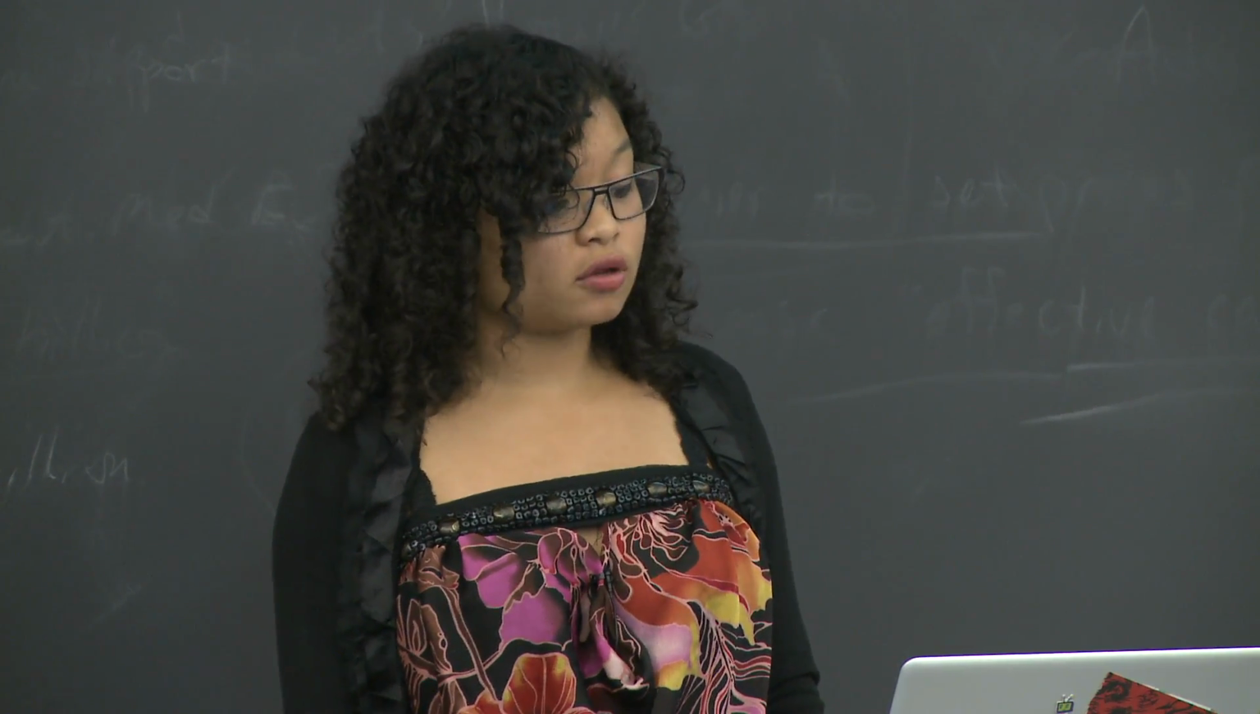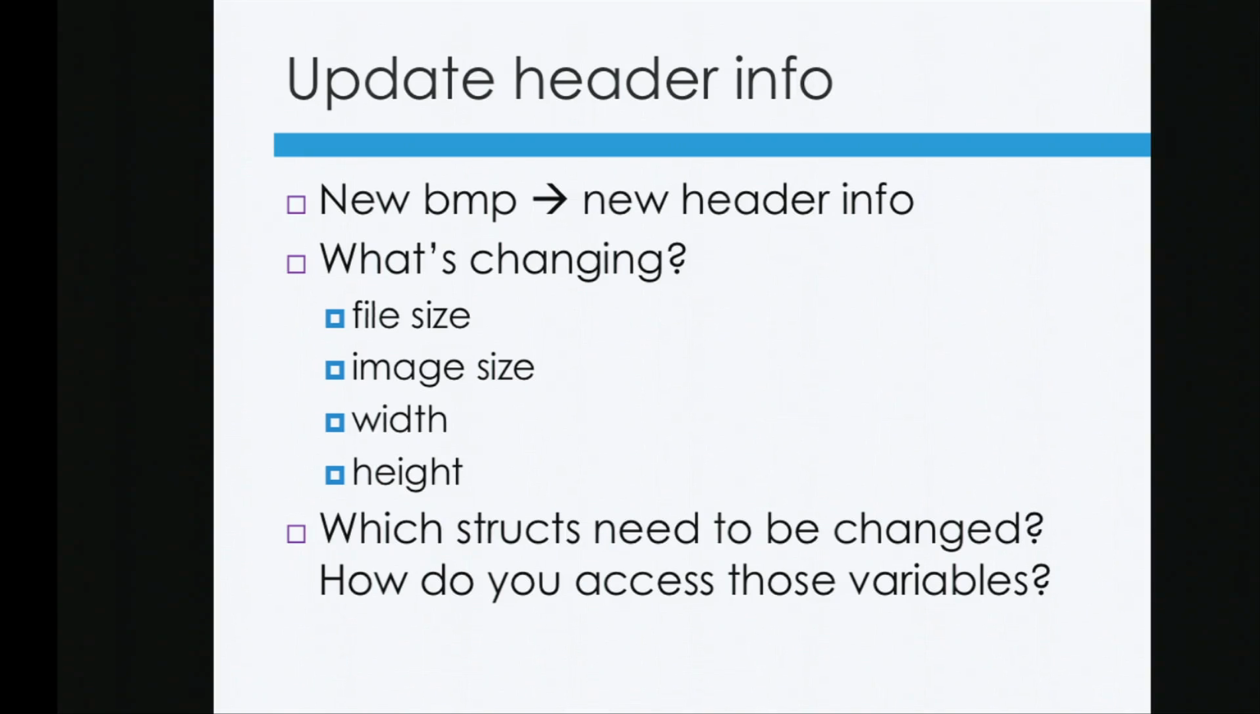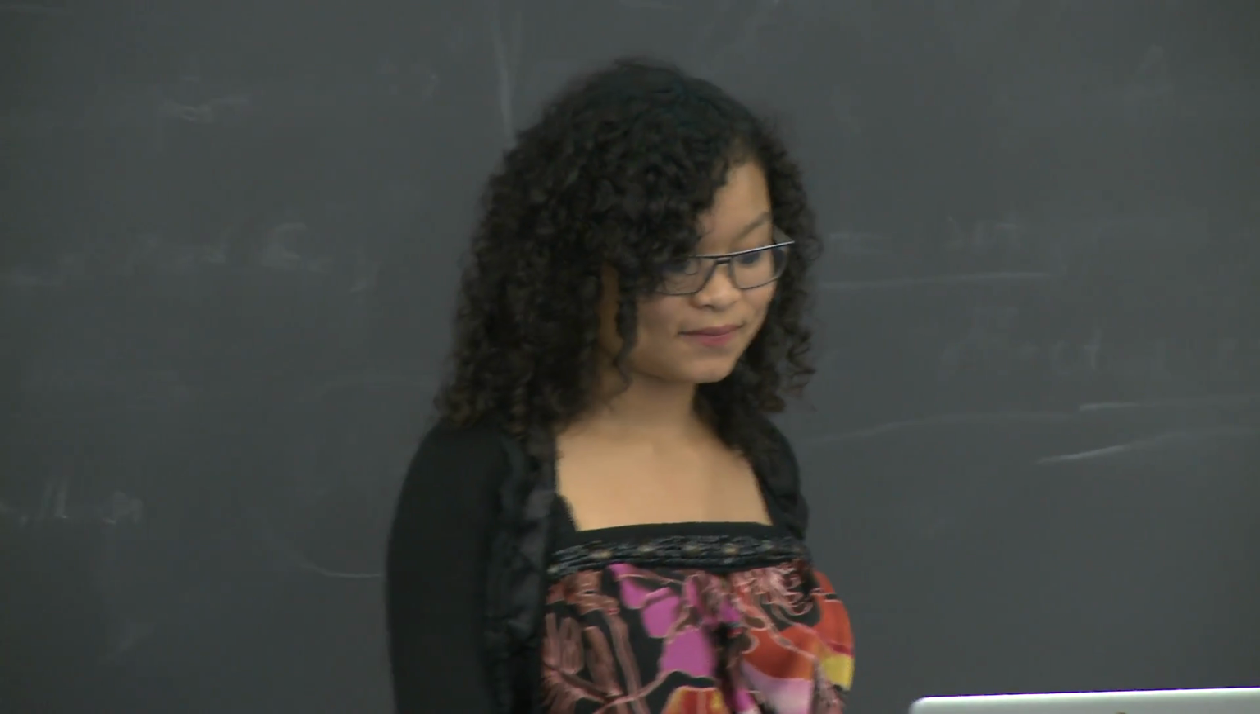So here's a list of the actual elements that are going to be changing in your file. The file size is going to be changing, the image size, as well as the width and the height. So going back to the map of the bitmaps, look at whether it's the file header or the info header that contains that information, and then change as needed.